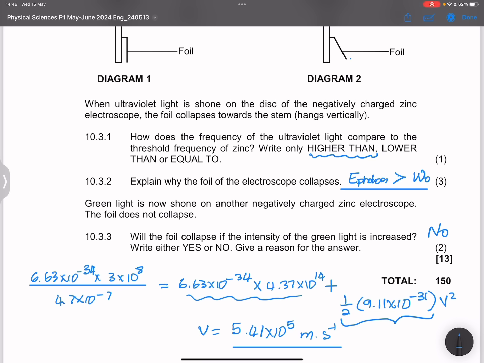Right, so increasing intensity will not increase, in this case, the energy of the photons of green light. Remember that the energy of the photon is proportional to the frequency. So the frequency of green light would still remain the same, and as a result, the energy of green light would still be the same, and it means that no electrons will be ejected. All right, I hope that makes sense, ladies and gents.